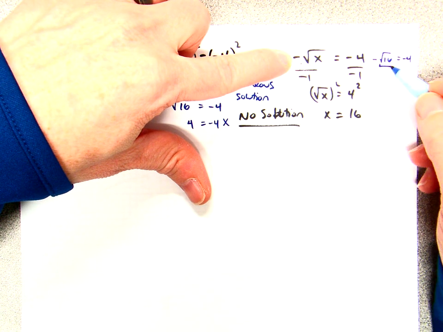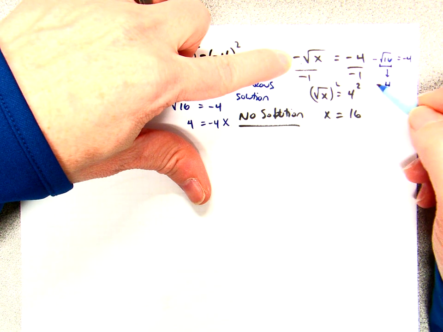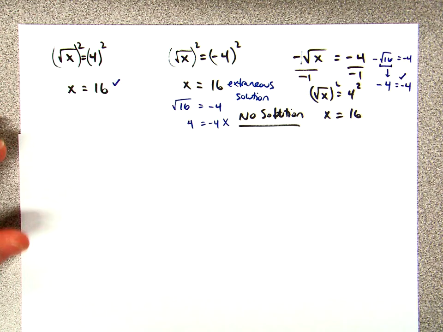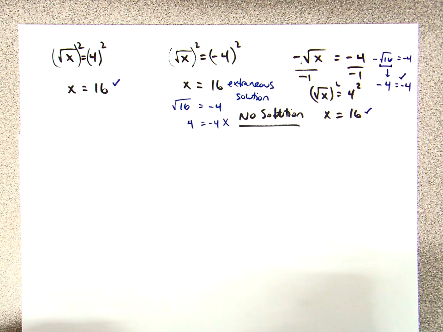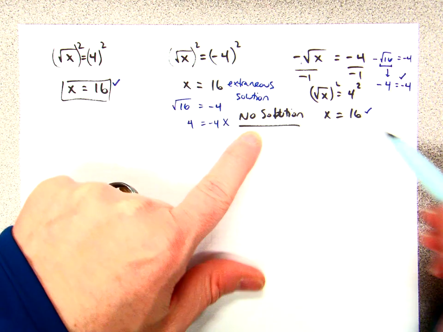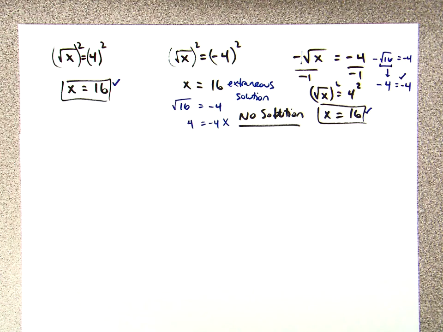We know that the square root of 16 is 4, but then the opposite of 4 is negative 4, which does actually work out to be true. So this guy is actually the solution here. So in this case, 16 worked, right? This case, we had no solution. This case, 16 also worked, right?